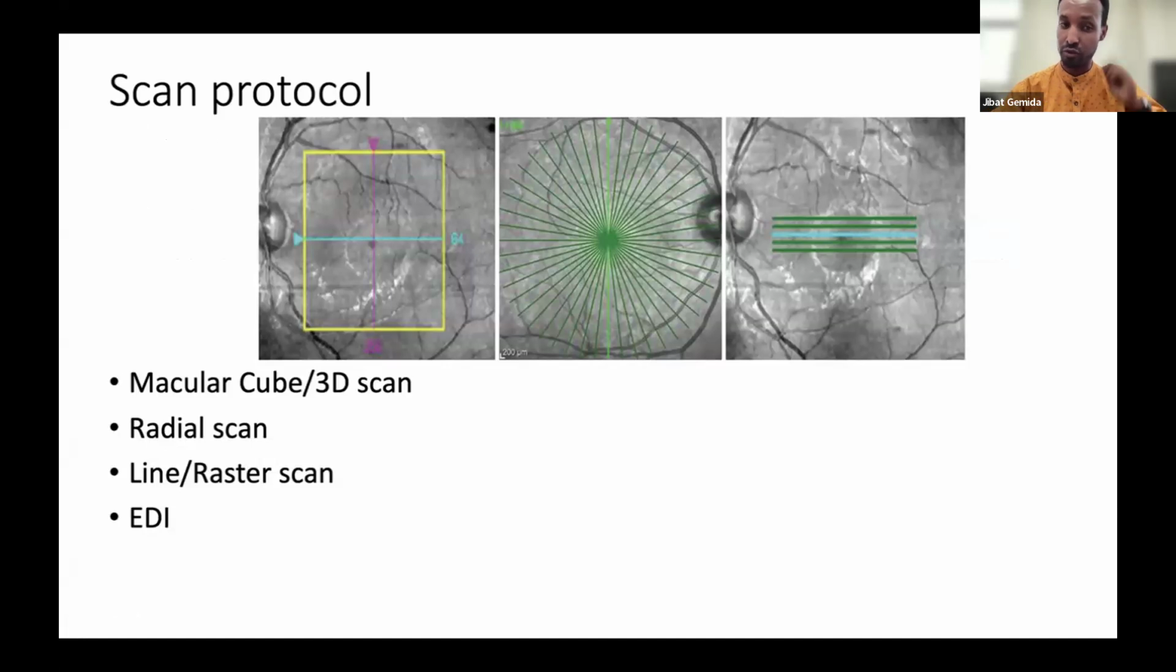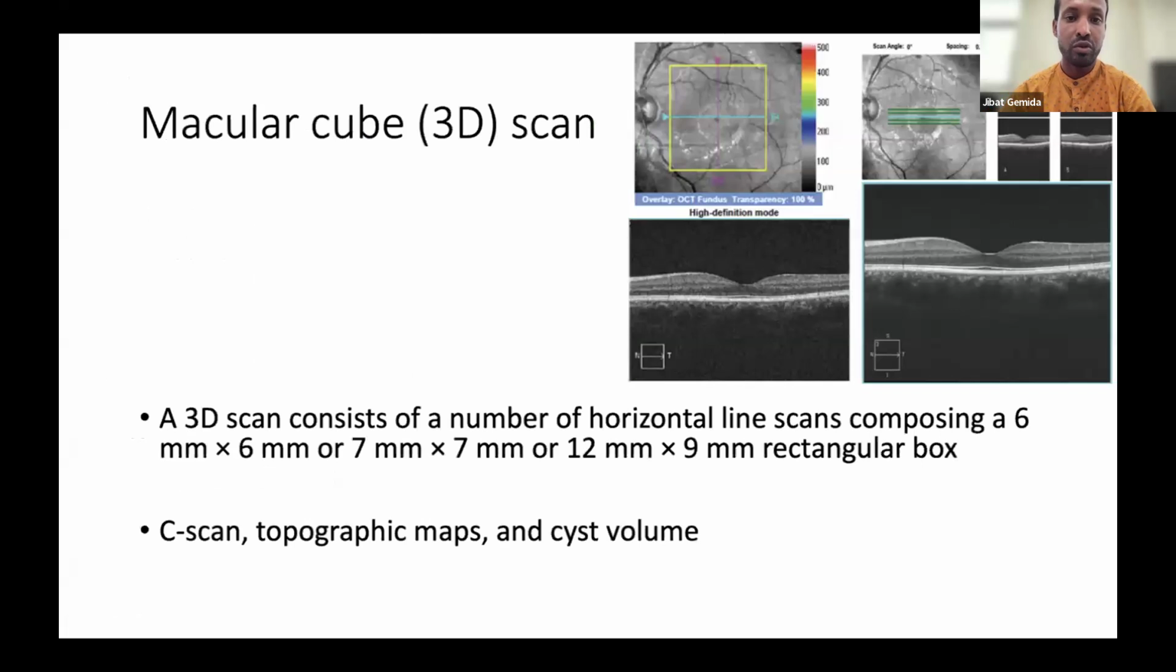As for scan protocols, there are mainly three: the macular cube, the radial scan, and the line scan. With spectral domain OCT, there is also EDI, enhanced depth imaging, to visualize the choroid. The macular cube scan is basically a rectangular box, 6 by 6, 7 by 7, or 12 by 9 millimeters. It captures the topographic maps or the macular volume.